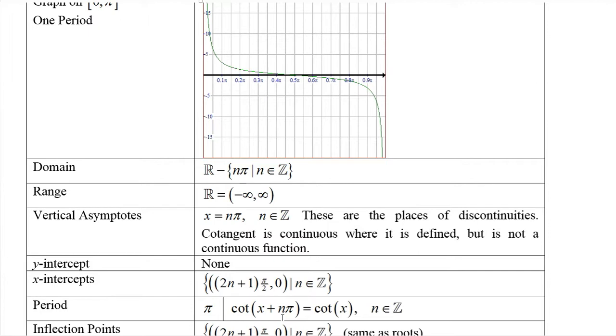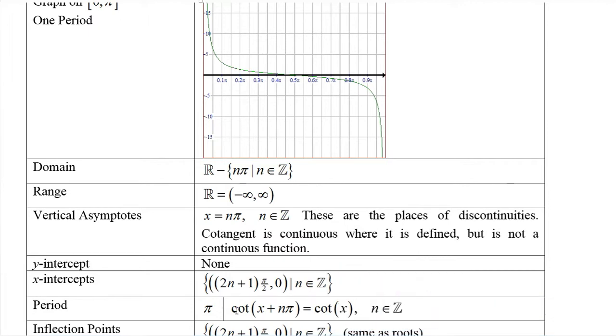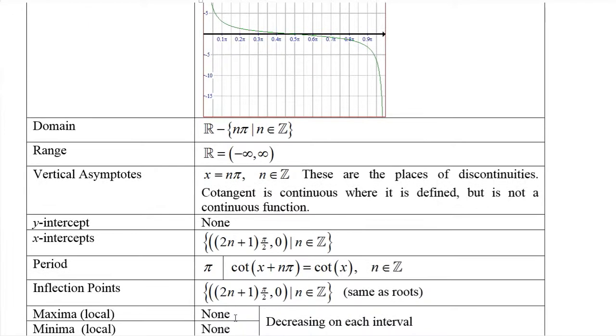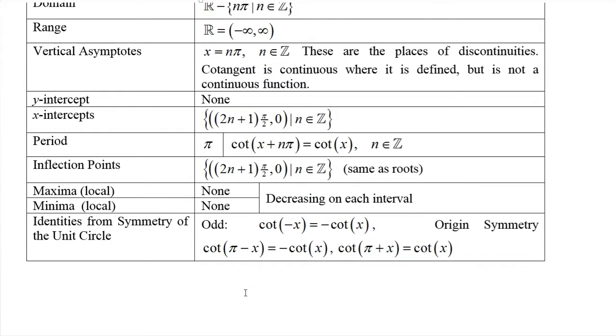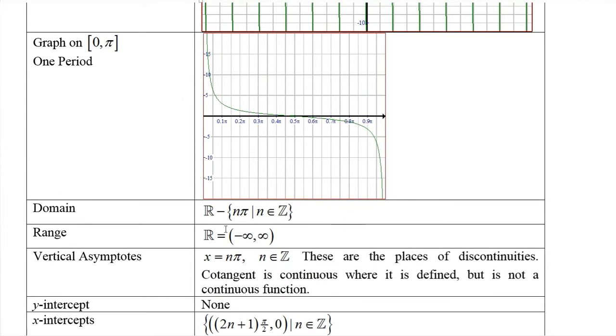Okay, so we have that, and the period is pi. Inflection points happen where it hits the x-axis. Those are odd multiples of pi over 2. And notice there are no maxima or minima at all, because on each piece it's decreasing the entire way.